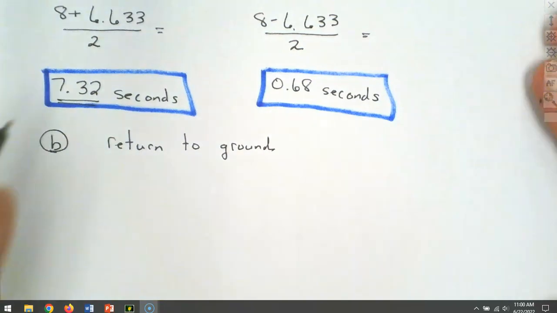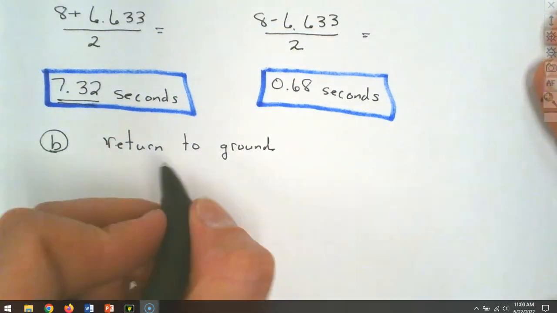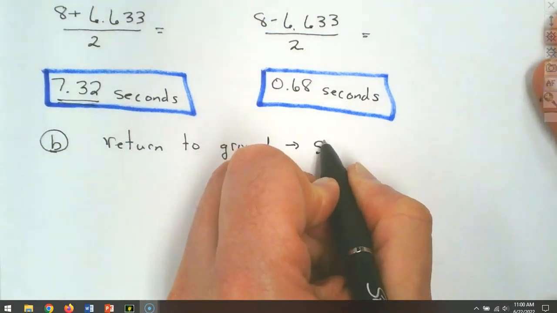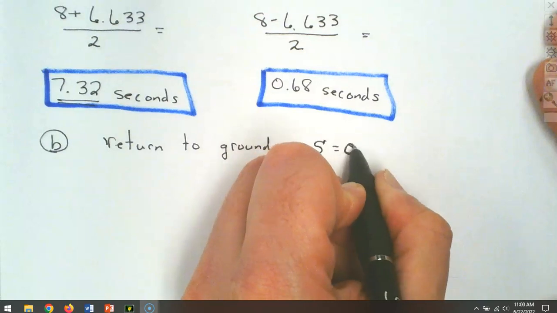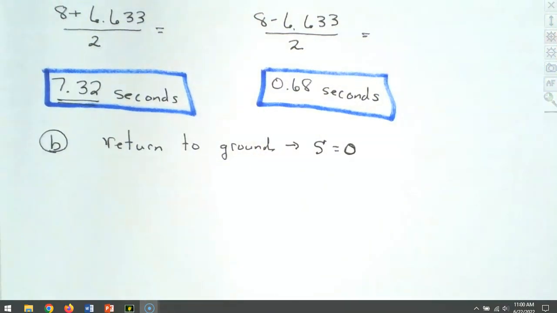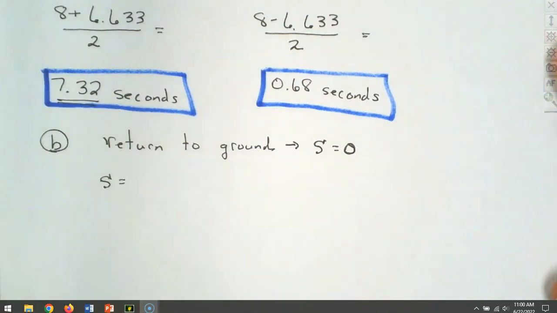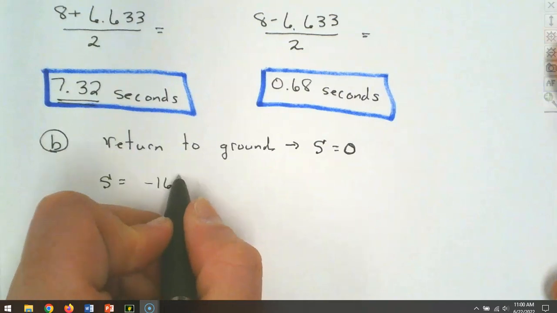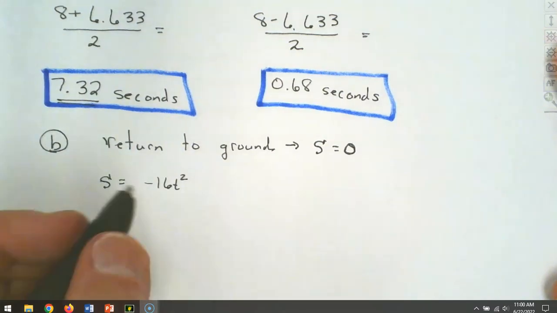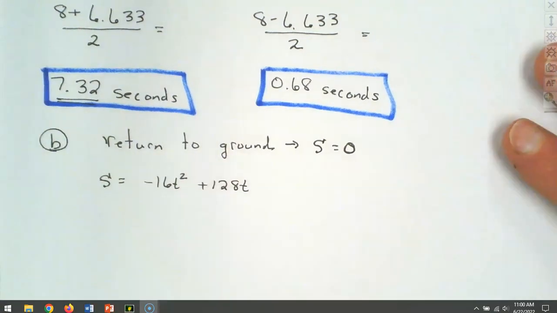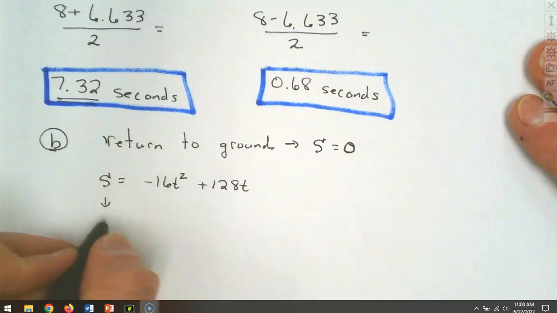Well, if I wanted to return to the ground, what does that mean? That means my ending height, my S, needs to be 0 because that's the height of the ground. So we're going to have an S of 0. Let's write up our formula. S equals minus 16t squared. We'll go ahead and plug in our 28t because that's our velocity. And we know we want this S to be 0.